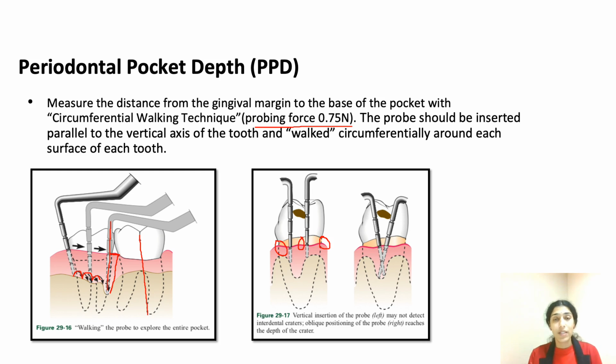Before going to the probing force and other factors that affect probing depth, consider a contact point like this, where in the picture you can see the 2 teeth are in contact. Once there is a contact point, you can't put the probe parallel to the long axis of the tooth in the proximal zone. In such a situation, you are allowed to tilt the probe slightly in order to access the deepest probing depth.